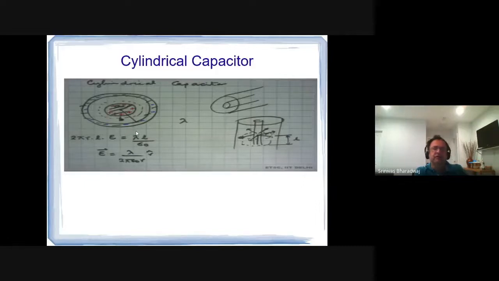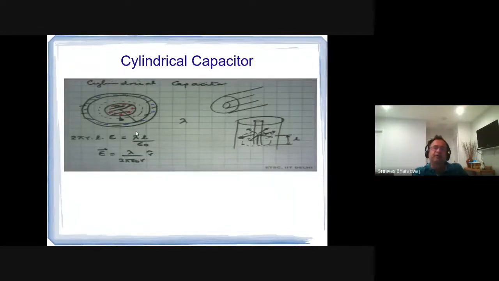The charge enclosed is a lambda per unit length. So if there is a length of L, then lambda times L will give you the total charge, right? Therefore, you will have lambda times L over epsilon. So when you apply that, you find E is lambda by 2 pi epsilon naught r, right?